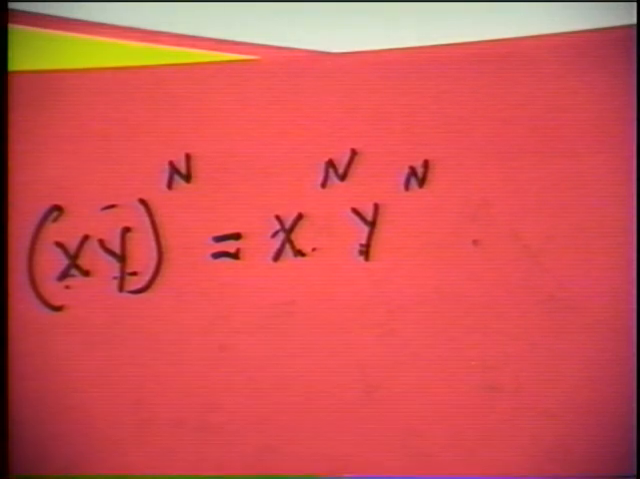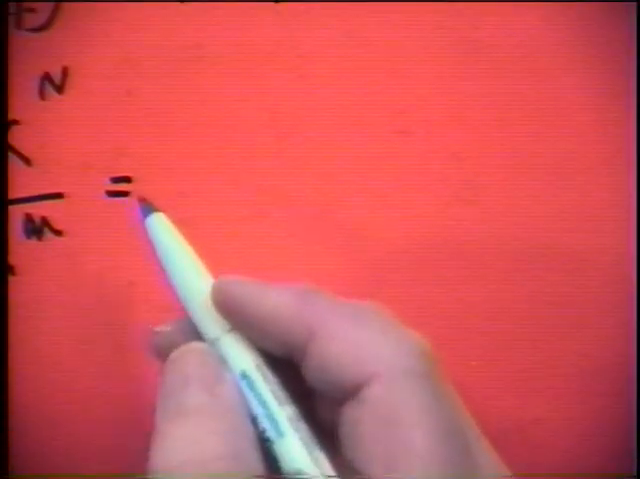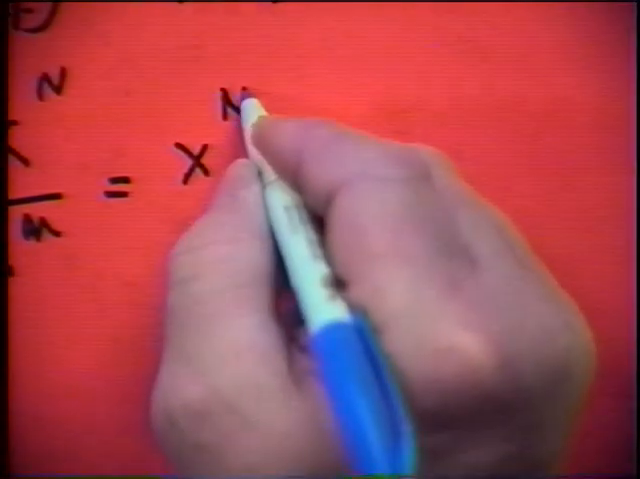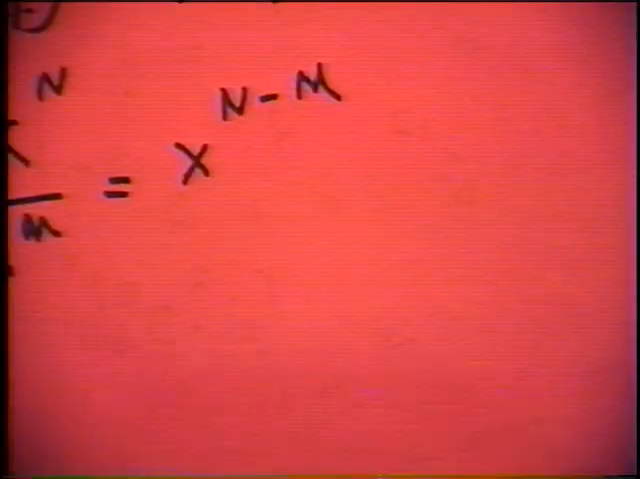The fourth rule is on page 156, and that dealt with quotients. X to the n divided by x to the m, and then you subtract the power that's in the denominator from the power that's in the numerator. That's what they're doing here. There's nothing to say you can't do it in reverse. You can.